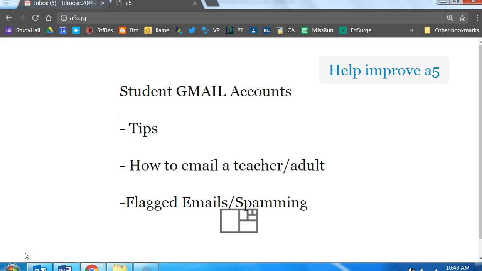Gmail. Gmail is amazing, and you students are very, very lucky to have this powerful tool, but in order to use it properly, we want to go over a few tips and give you some etiquette reminders and information about how to not use your Gmail account.